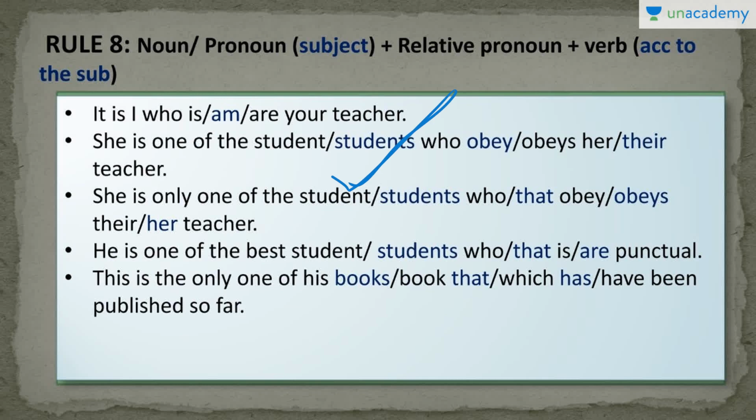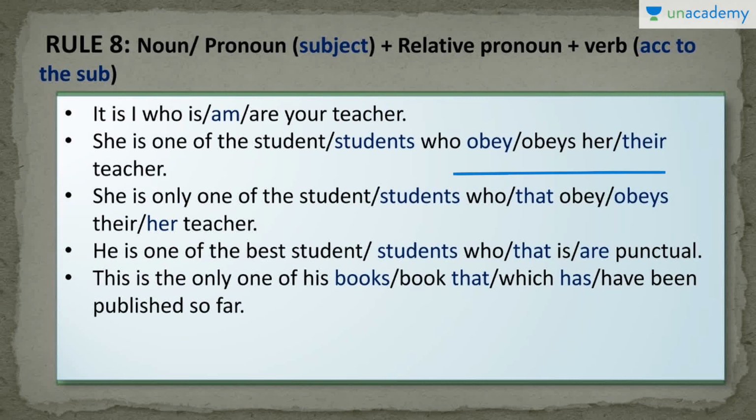Now you can see there is a relative pronoun in this sentence. The relative pronoun is who. And you already know that the noun or pronoun before the relative pronoun is the main subject. So here the main subject is students. Now students is plural, and that is why every verb and other part of speech after this relative pronoun who would be plural only. So now you have to choose between obey and obeys.